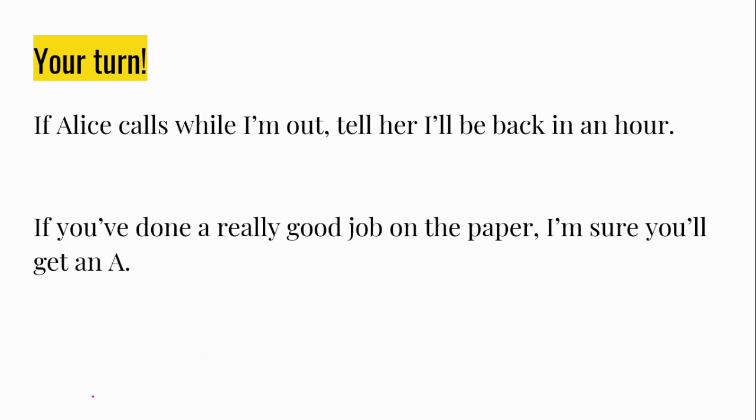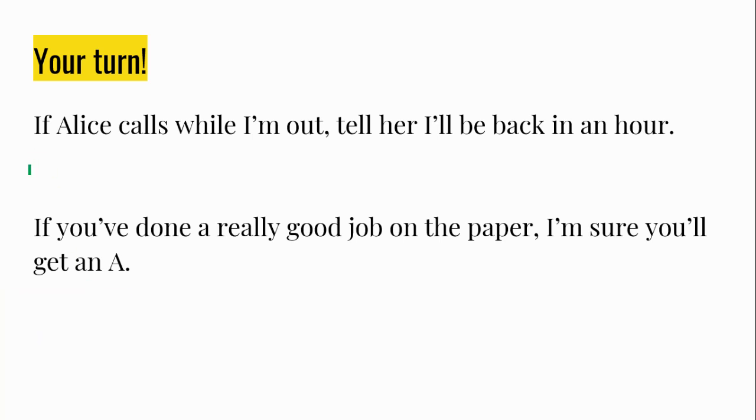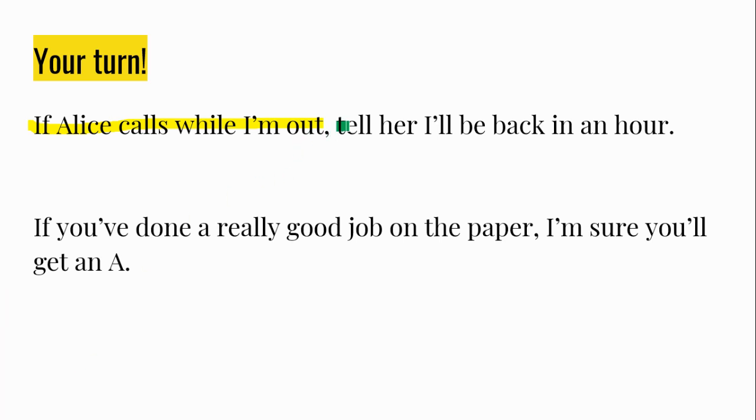All right, let's go over these together. So let's get our highlighter here. First, we're going to read through the sentence and try to find our condition. If Alice calls while I'm out, tell her I'll be back in an hour. So we see if, so we know that's the beginning of our condition. If Alice calls while I'm out, and then we see this comma right here, so we can tell that that's the end of our condition. And right after that, we have tell her I'll be back in an hour as our result.